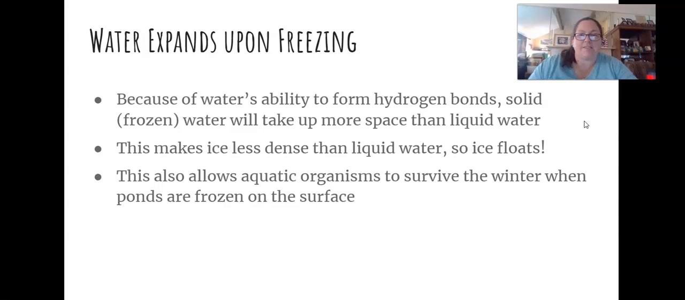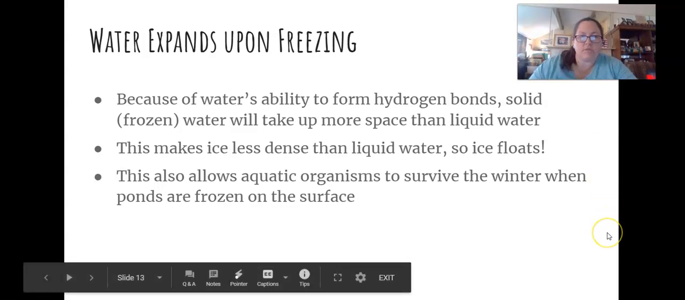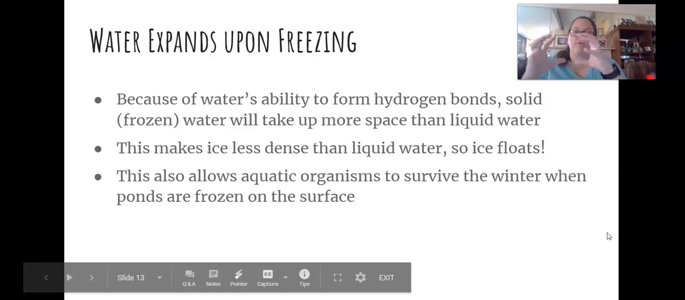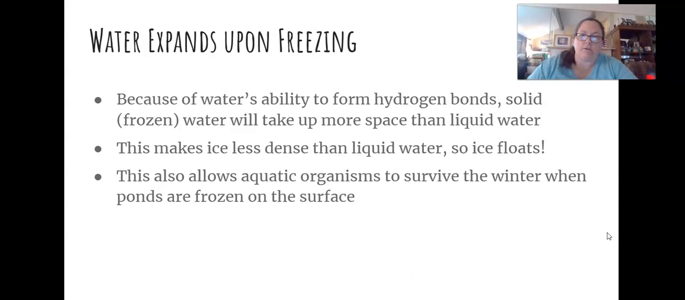All right, water expands upon freezing. Most things don't do that. When they go from their liquid to a solid form, they usually condense. Well, water is amazing, and it does the opposite thing.